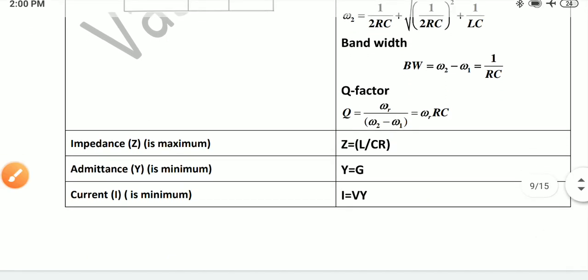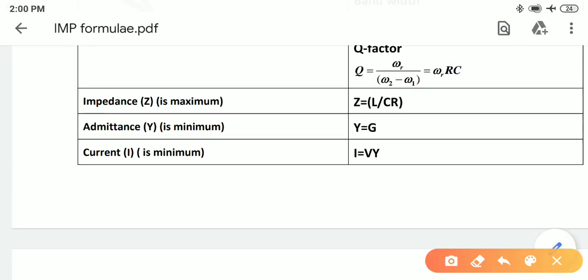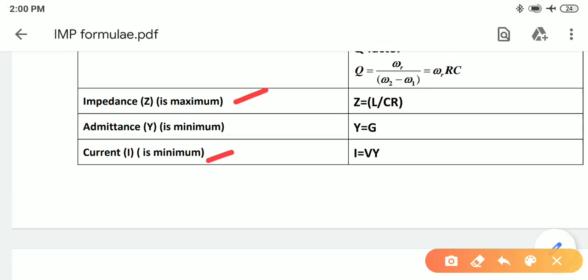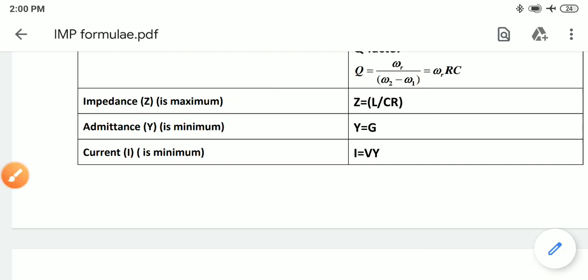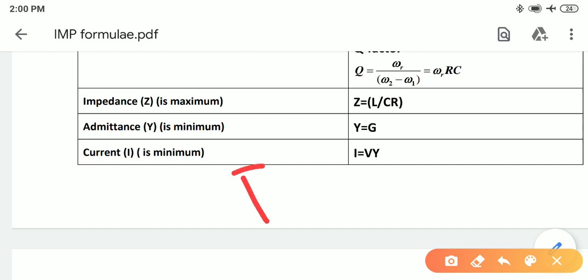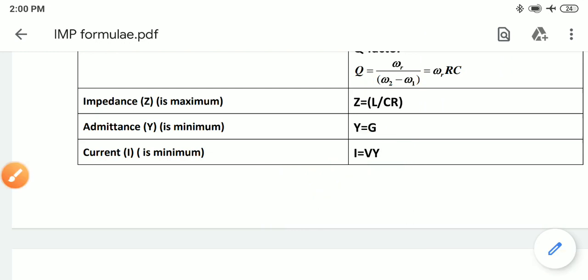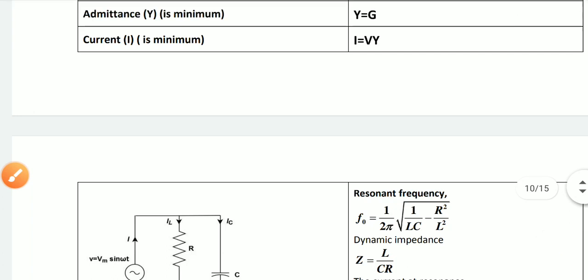Next, impedance is maximum. For a parallel resonance circuit, impedance is maximum and admittance is minimum, and the current is minimum because the impedance is maximum. The impedance is given as Z equal to L by CR. This is called the dynamic impedance, and admittance is minimum, so Y is equal to G. For a parallel resonance circuit, the susceptance will be 0. For a series resonance circuit, the reactance will be 0. X is equal to 0 for series resonance and B is equal to 0 for parallel resonance. Therefore, Y is equal to G for a parallel resonance circuit.